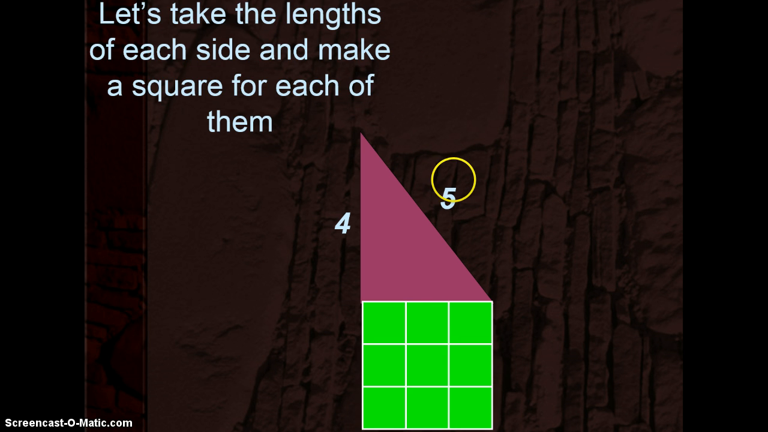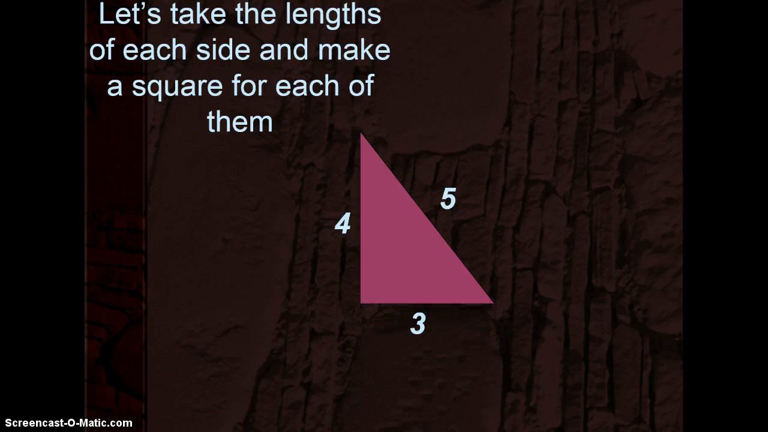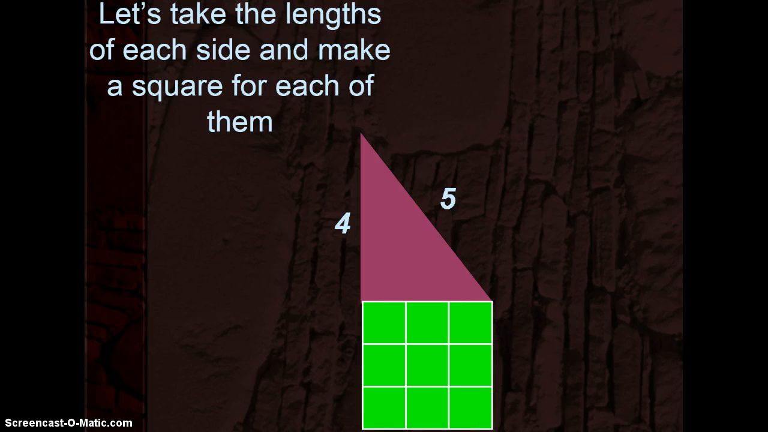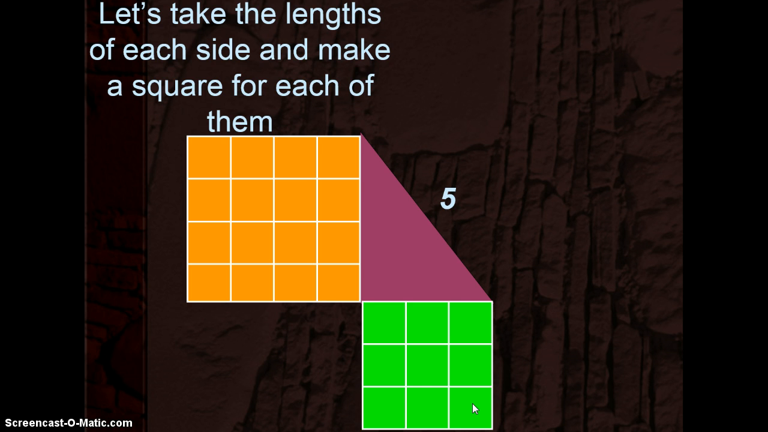Let's take a look at each of the lengths of the legs. So remember this bottom one was 3 units. So here I am taking those 3 units and I'm squaring it. So this is a square that is 3 units across and 3 units down. I can do that with the other side that is 4 units in length. And I've just turned that into a square.